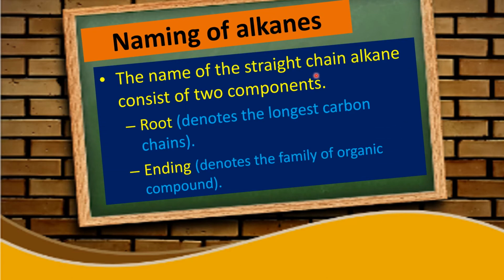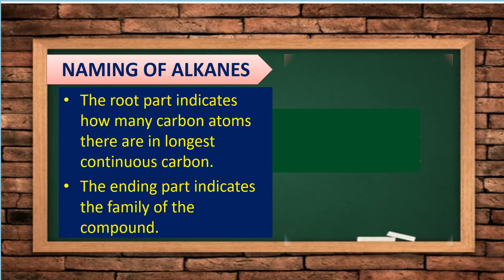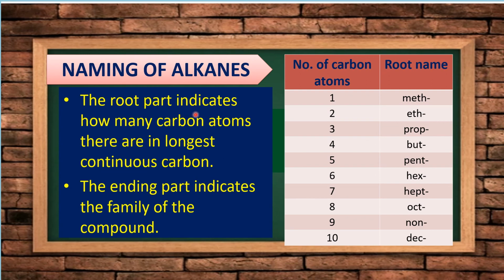Okay, the name of the straight chain alkane consists of 2 components. We have the root and the ending. The root denotes the longest carbon chain, and the ending denotes the family of organic compound. Usually alkanes end with ANE. So for example, in the naming of alkanes, the root part indicates how many carbon atoms there are in the longest continuous carbon chain, and the ending part indicates the family of compound. We're just talking about alkane, so the family of compound here is the alkane only.